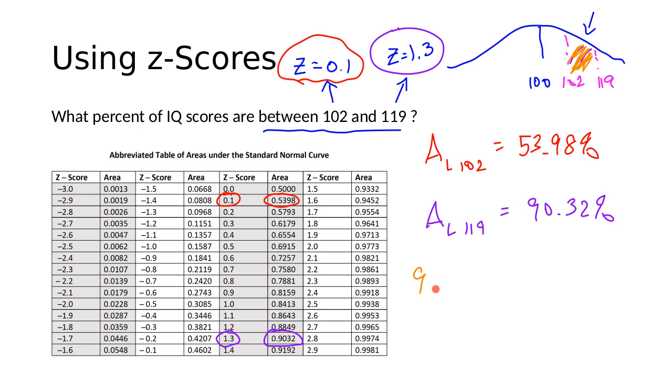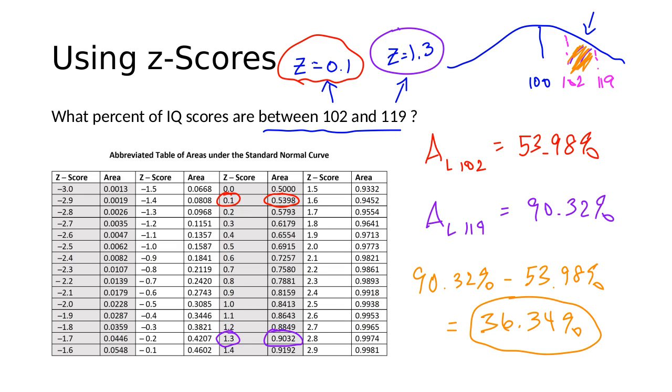And so that's what we'll do. And we'll do 90.32% minus 53.98% to find out that the percent of the data that's between those two scores is 36.34%. What that means is 36.34% of IQ scores are between 102 and 119.